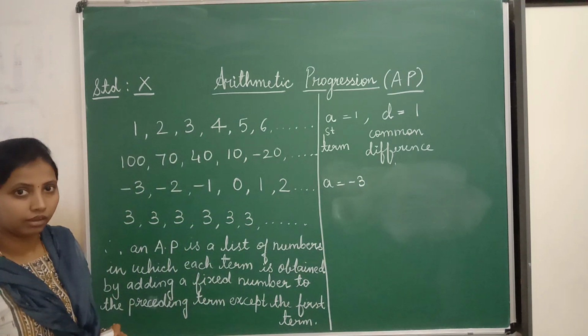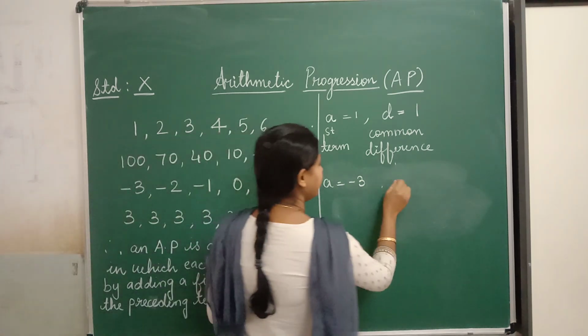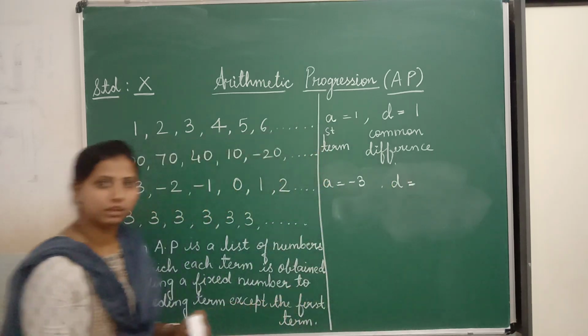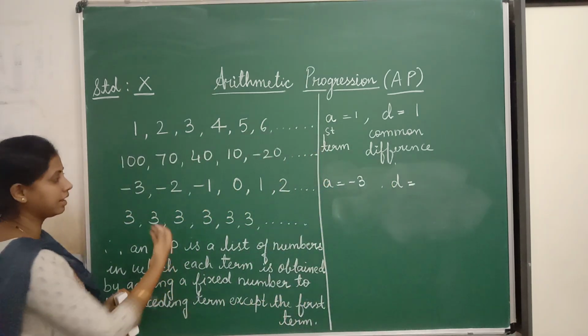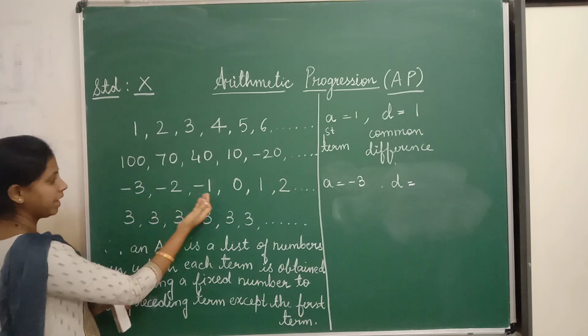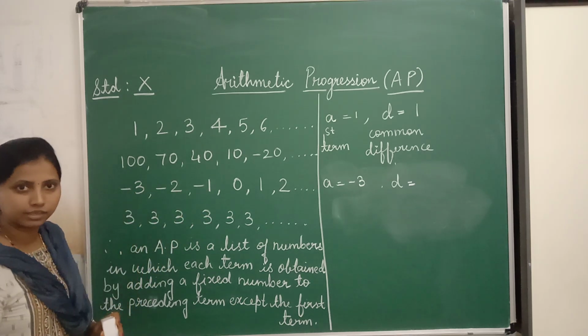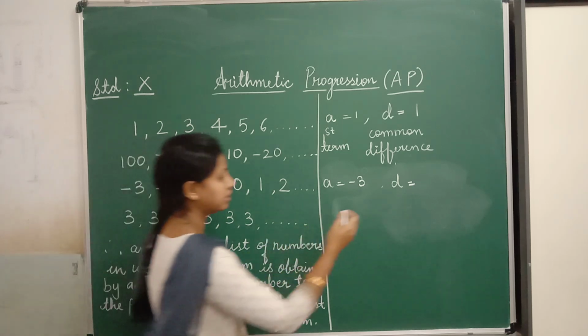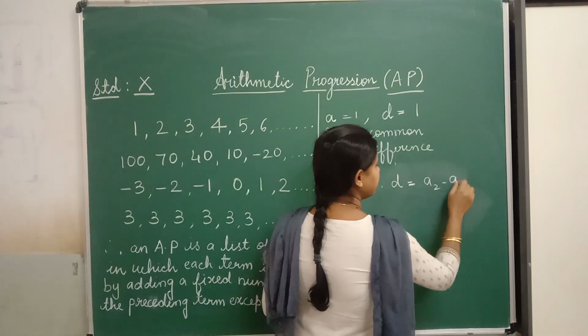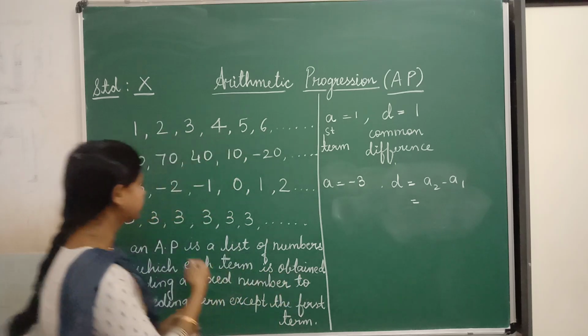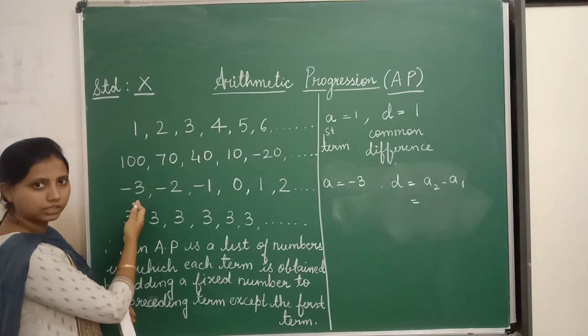Minus 3. Then how do you get the difference? The common difference you can get by subtracting any number here. Minus 1 minus of minus 2, or minus 2 minus of minus 3. Yes, that is a2 minus a1. Yes, this is the second term and the first term.